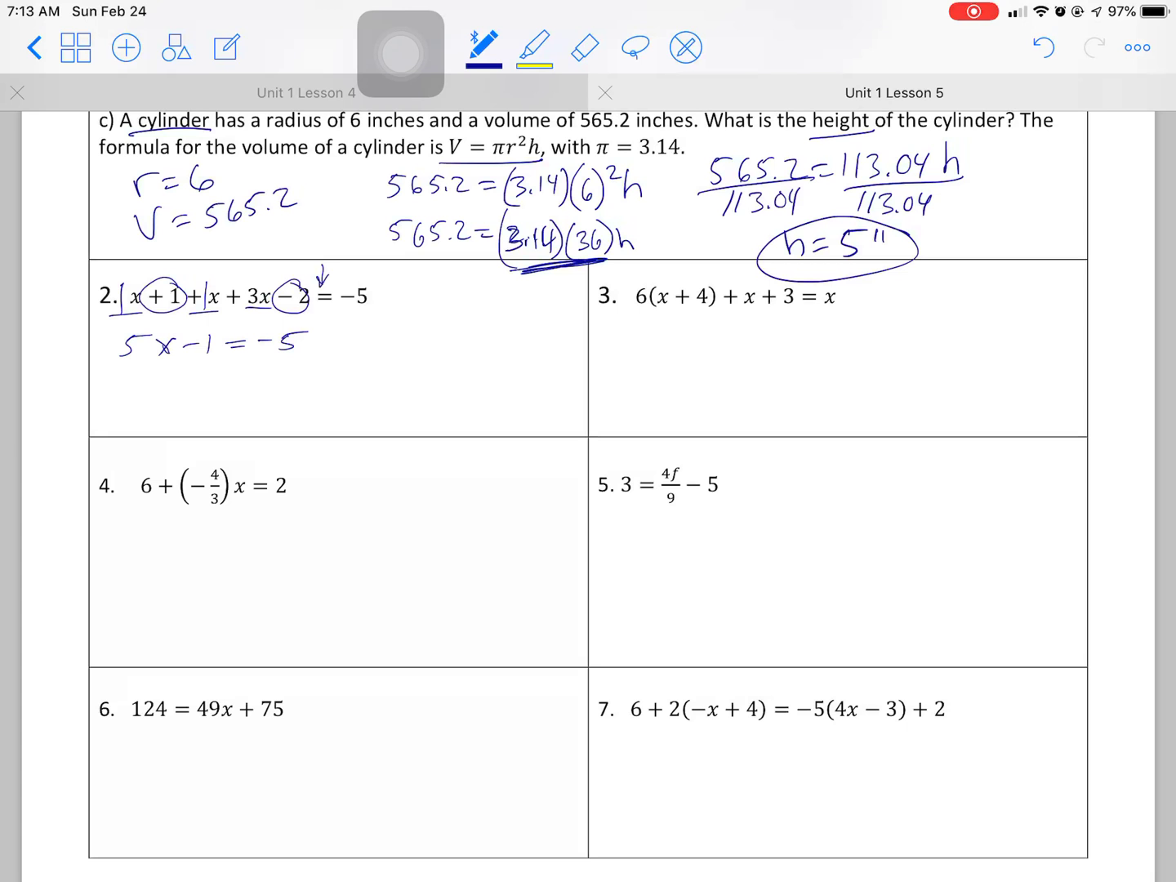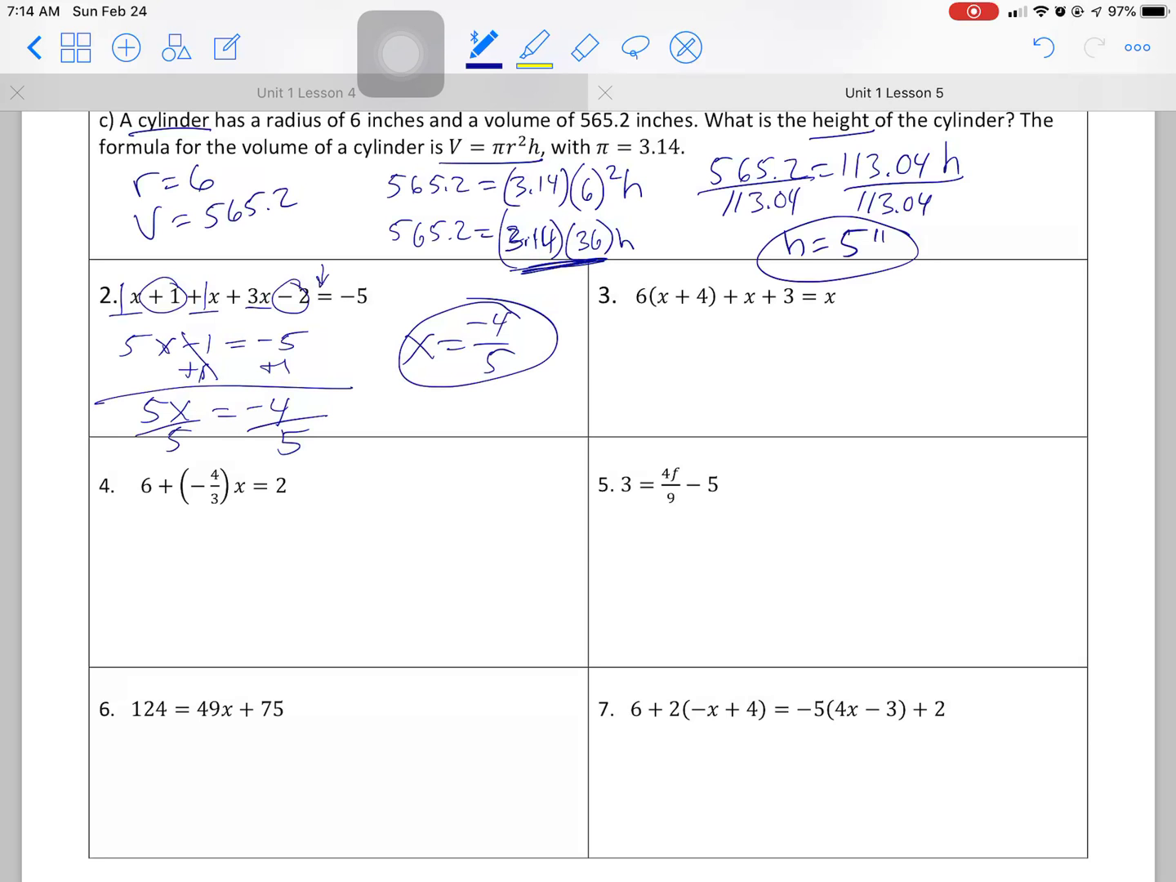So I combine like terms. I had nothing to distribute. Combine like terms, ready to move. What do we move? We move the 1 to the other side to get our 5x alone on one side and all the constants together on this side. We're ready to isolate the x. So we're going to get x equals negative 4 over 5. Let me check my key. Yep, that's what I had.